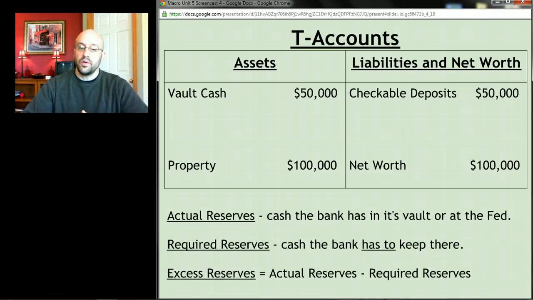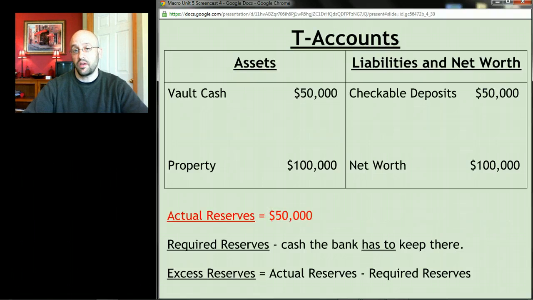So what we're going to do now is take that vault cash of $50,000 and divide it into a couple of different categories. Actual reserves are the cash that the bank actually has in the vault or at the Federal Reserve, and in this case, that's $50,000. Think of that simply as the money in the vault. Required reserves are what the bank has to keep in the vault or at the Federal Reserve, and again, that's set by the Fed.